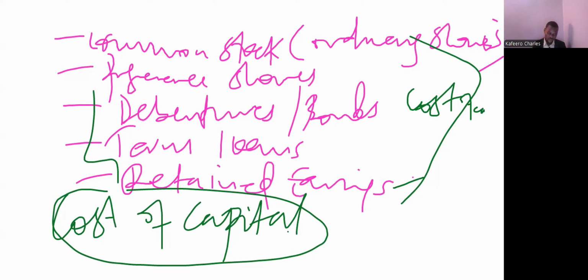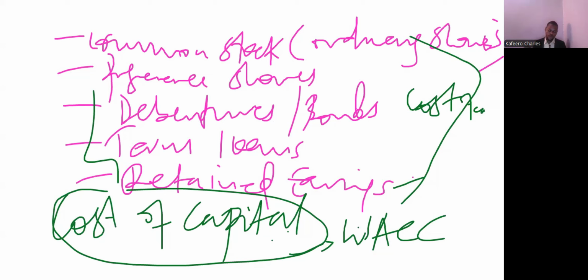Now, once we put all these costs of each individual source together, it forms what we call the weighted average cost of capital, or WACC. And this WACC is what we call the cost of capital, the overall cost of capital for the entire organization.